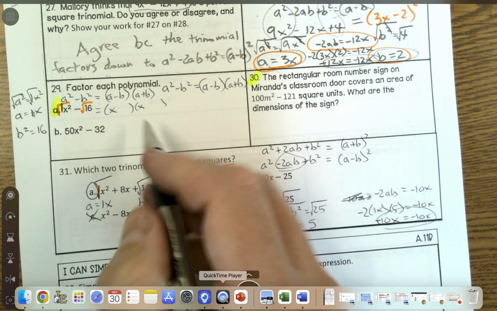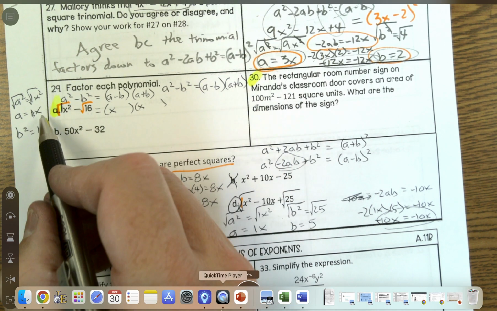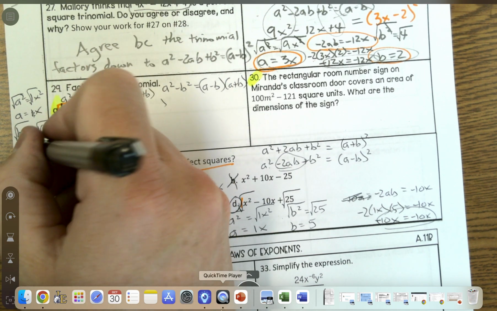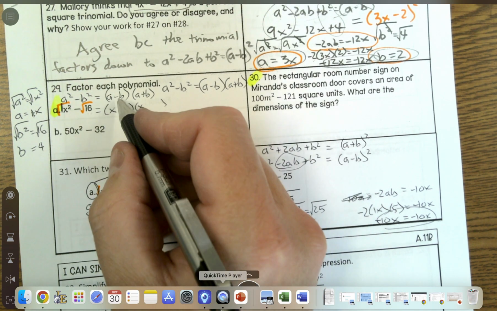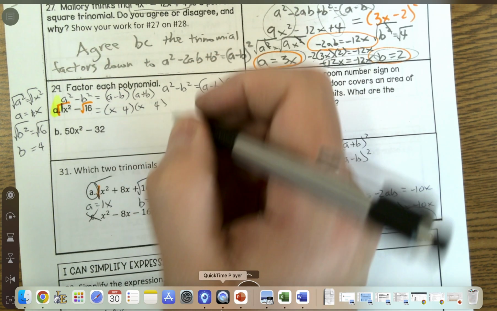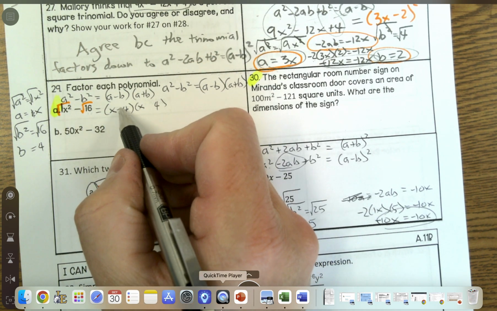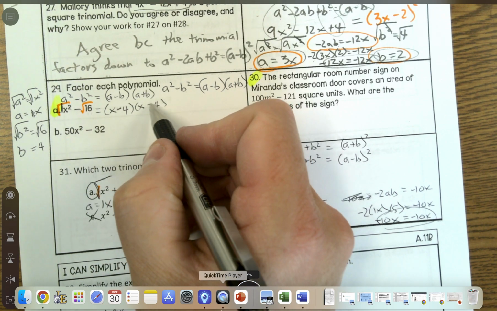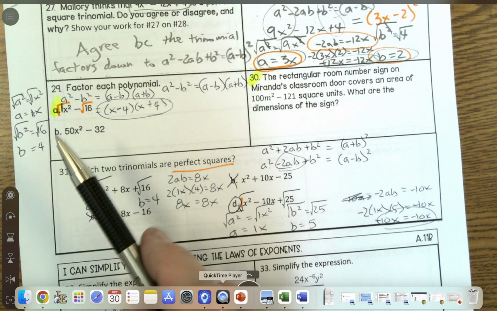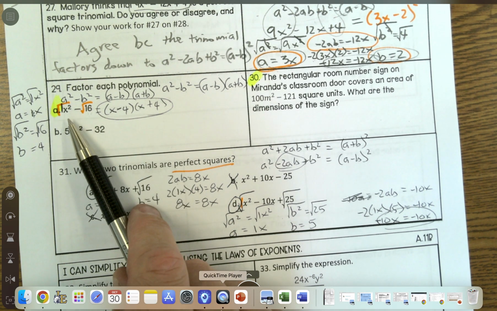And then if I square root my b squared, I get b. Square root 16, I get 4. And so everywhere I see a b, I'm going to put a 4. And then one of these factors automatically has a negative, one of them has a positive, and now I've factored this equation.